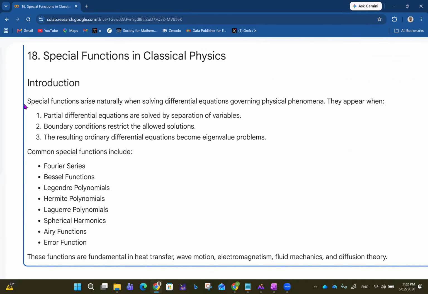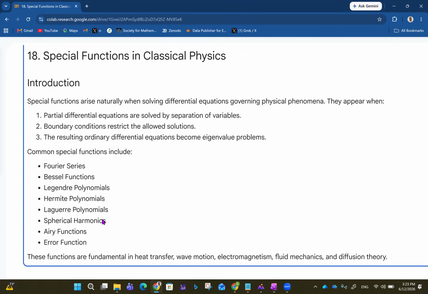They appear when partial differential equations are solved by separation of variables, first of all. Then they appear when boundary conditions restrict the allowed solutions, and they also appear when the resulting ordinary differential equations become eigenvalue problems. Common special functions include Fourier series, Bessel functions, Legendre polynomials, Hermite polynomials, Laguerre polynomials, spherical harmonics, Airy functions, and the error function. These functions are fundamental in heat transfer, wave motion, electromagnetism, fluid mechanics, and diffusion theory.